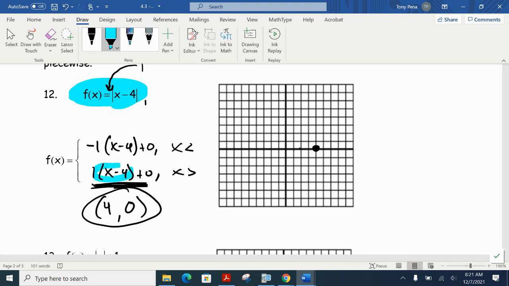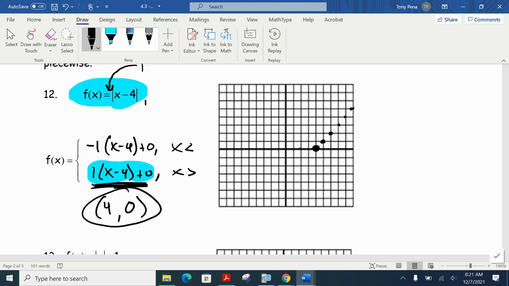Let's do this one first. I think this one is the easiest one to understand. We have the point plotted, 4, 0. Now just graph a line with a slope of 1. So from this point, you're going to go up 1, right 1, up 1, right 1, up 1, right 1, up 1, right 1.